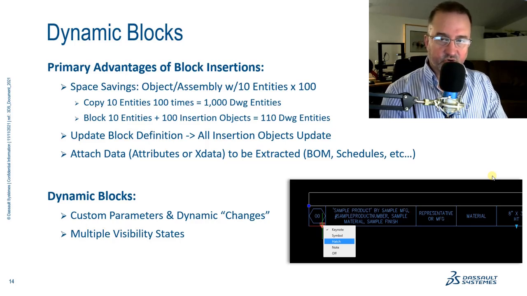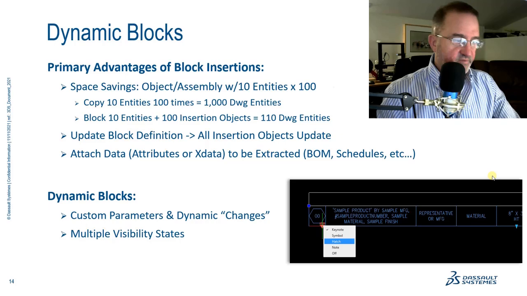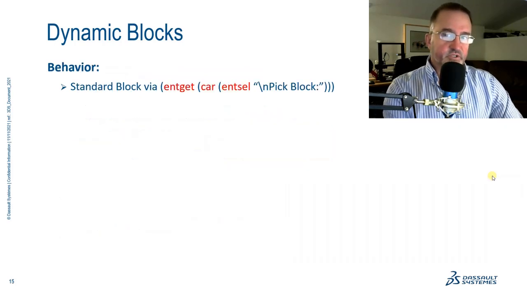I can control through a menu by picking on the block. There'll be these little tabs like the example you're seeing here. I can grab one and say, show me a different visibility state, show me something different about this block to represent it in a different way. So it gives you this dynamic control over what you can do with that block. Very powerful. However, there are some challenges.